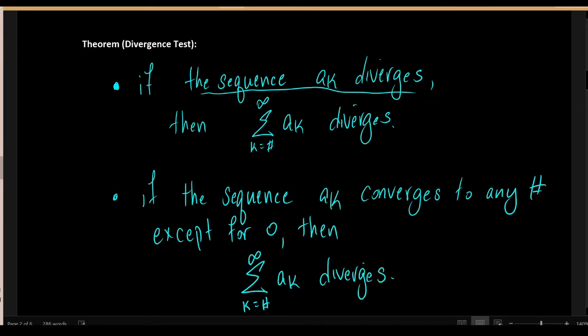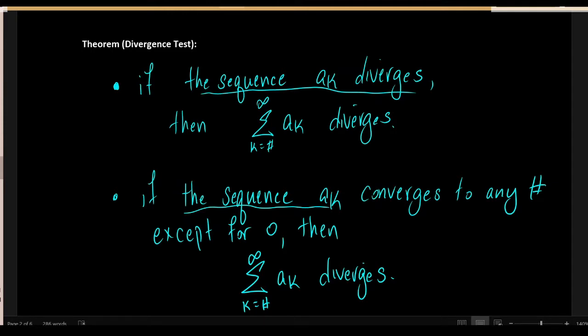Okay, divergence test says when you start working with a series, if you're trying to get some quick information about whether the series is divergent, first look at the sequence. Look at the sequence of terms that you're adding up. If the limit of the sequence does not exist, or if the limit of the sequence is anything other than 0, then you can safely conclude that your series diverges.